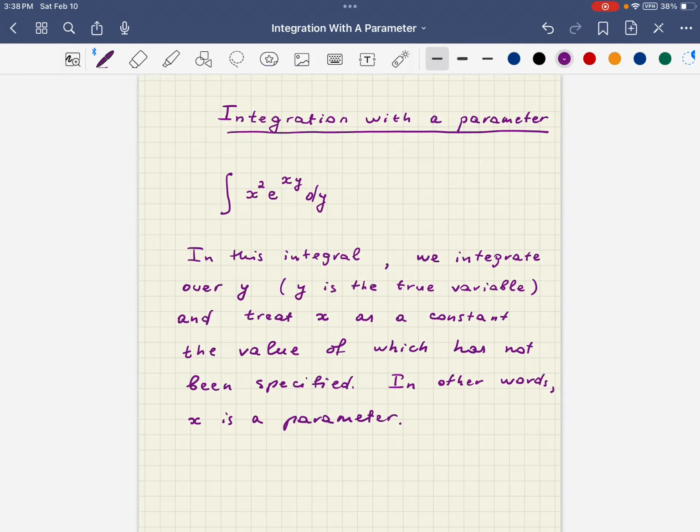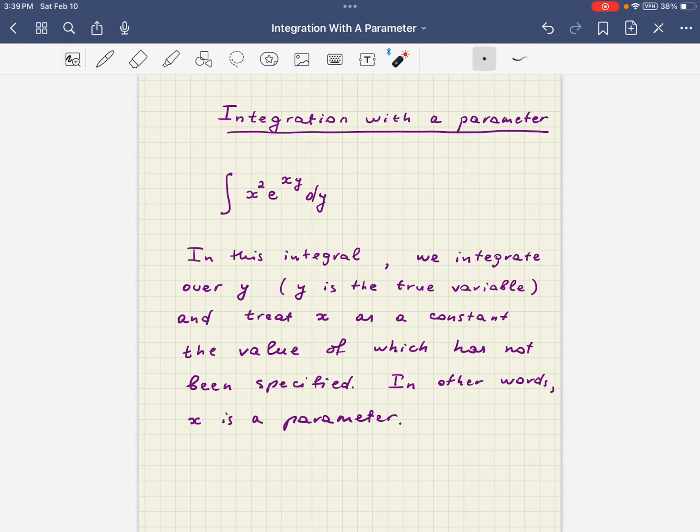In this video recording, I will explain how to calculate integrals with a parameter. For example, let's take a look at the following integral. Integral of x squared e to the power x times y dy.